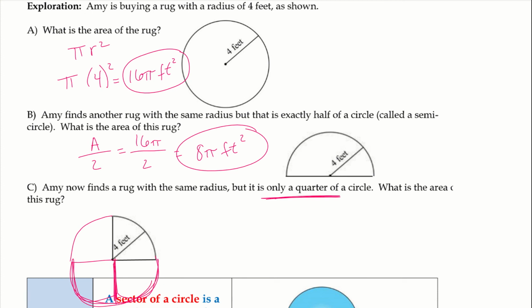So therefore, if I were to take the original circle and divide it by 4, I would have the area of each one of these pieces. So therefore, it would give me 1/4 of my circle. So let's go ahead and take 16 pi and divide it by 4. So the area of the quarter of the circle will be 4 pi feet squared.